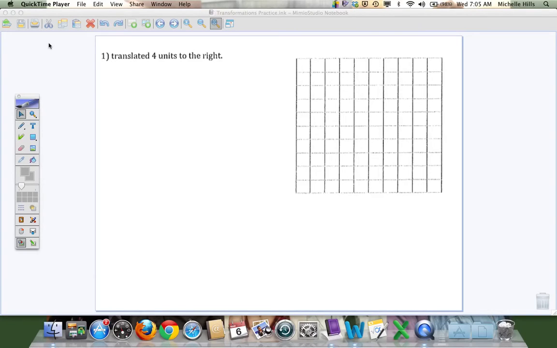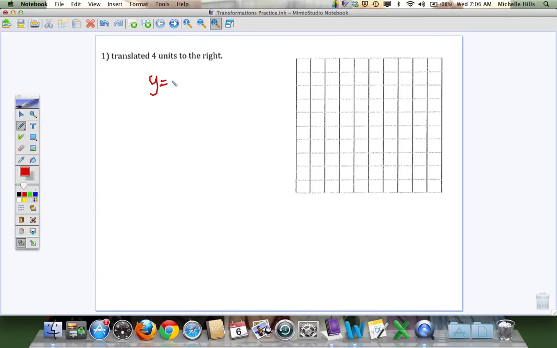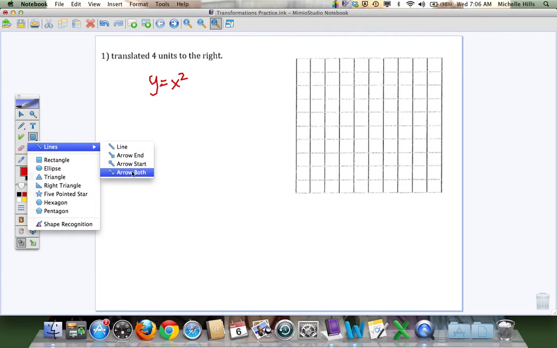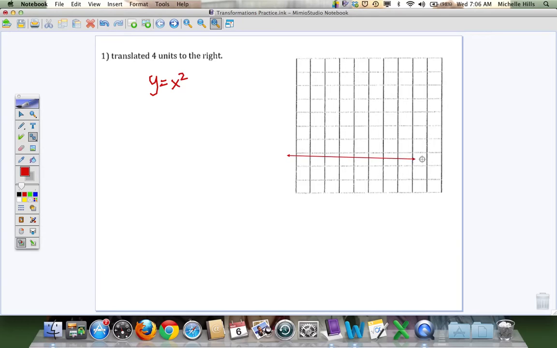When I am looking at these transformations of parabolas, the first thing I think about is what the regular y equals x squared parabola looks like. If I'm looking at the regular y equals x squared parabola, I know that the vertex of that parabola is at the origin, at 0, 0.